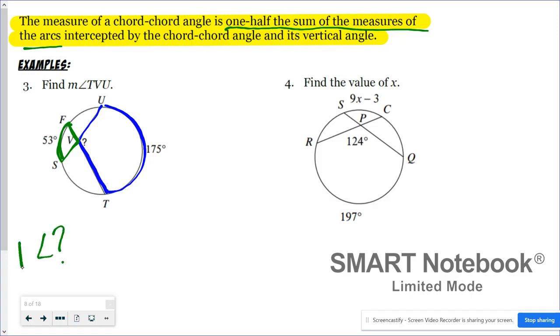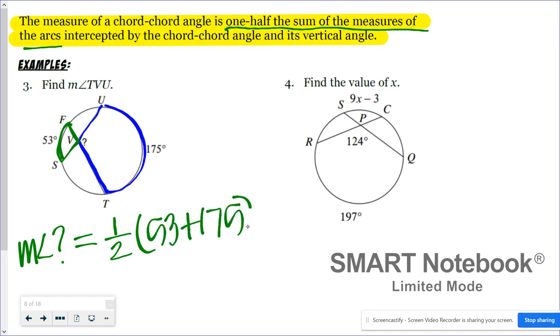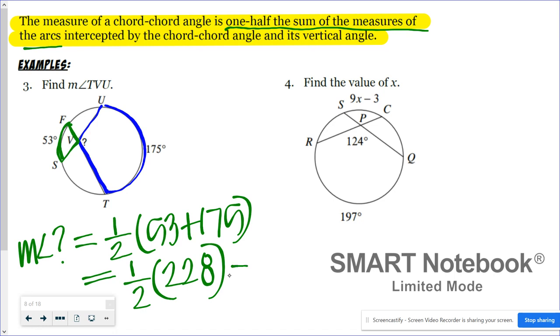Okay, the measure of angle question mark is equal to 1/2 the sum of the two arcs. So 53 plus 175, I'm going to take 1/2 the sum of that. And so the sum of that, let's see, 228. Okay, that's right. 1/2 of 228 is 114, and that would be the measure of TVU.